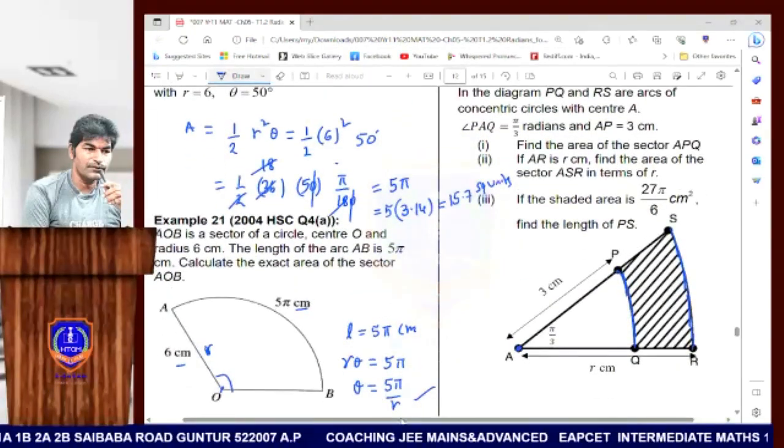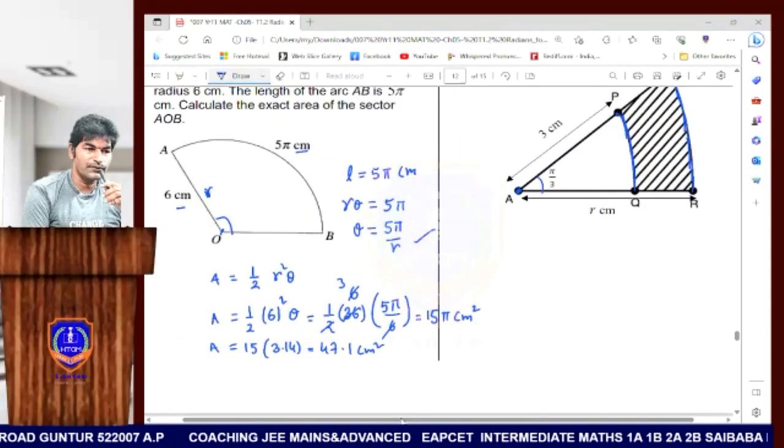And angle PAQ is pi by 3. That means angle ARS is also pi by 3, the same. And AP, he said, is 3 centimeters. Find the area of the sector APQ. So first calculate the sector area.